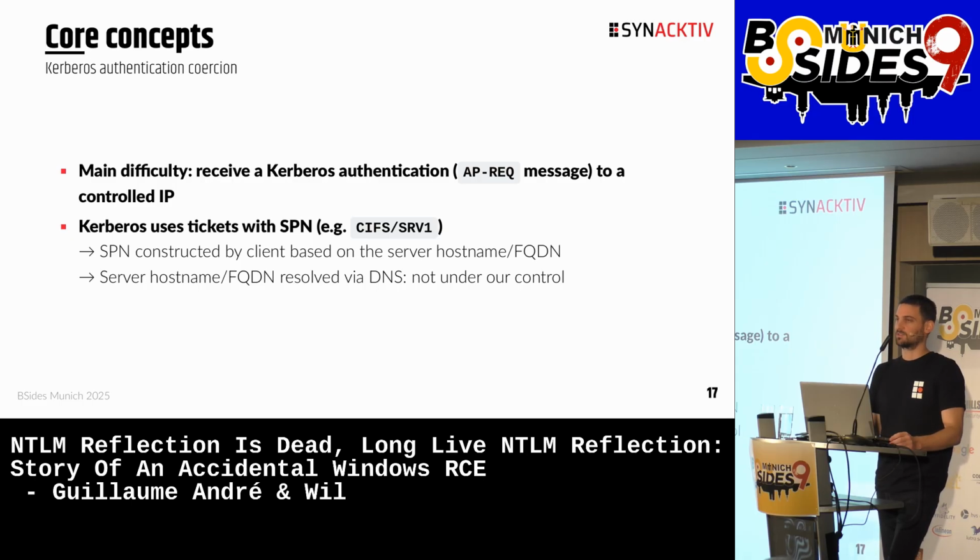Kerberos is using tickets with service principal name, or SPN, with the following format: CIFS/SRV1, for instance. The SPN is constructed by the client based on the server hostname or fully qualified domain name, and the server hostname or FQDN is resolved through DNS, which is not under our control.